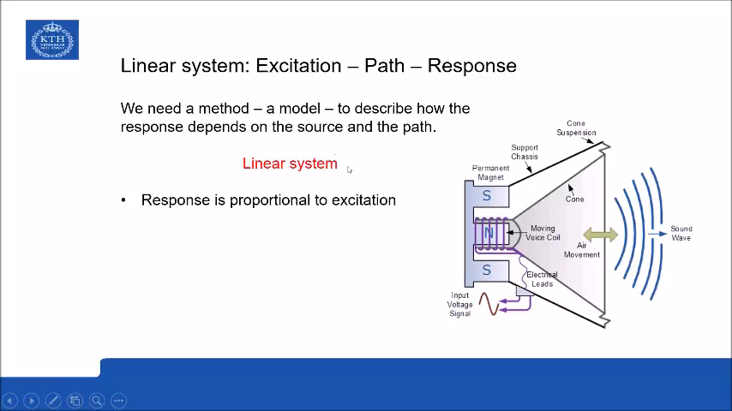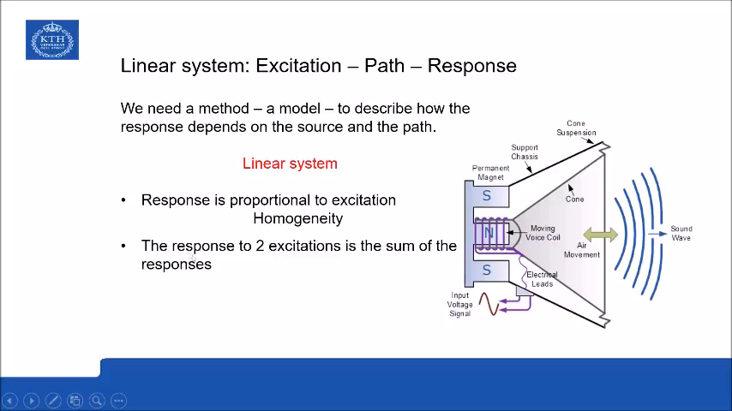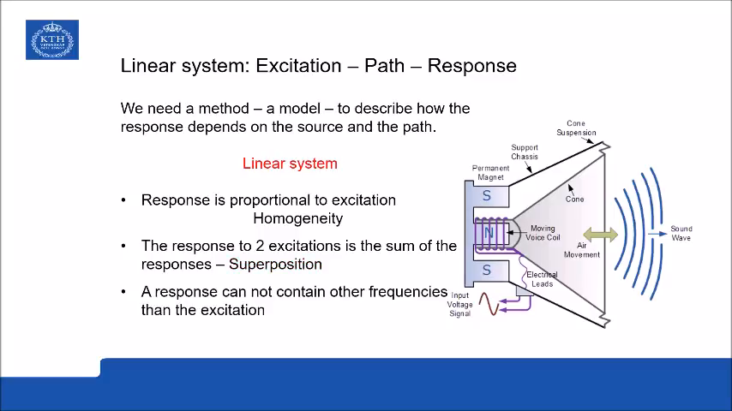First of all, the most important property of a linear system is that the response is proportional to the excitation. This property is sometimes called the homogeneity principle. Secondly, if we have two excitations, the response is of course the sum of the responses to each individual excitation. This is often called the superposition principle. And finally, a very important property is that the response cannot contain any other frequencies than the excitation contains. This is sometimes called frequency conservation.